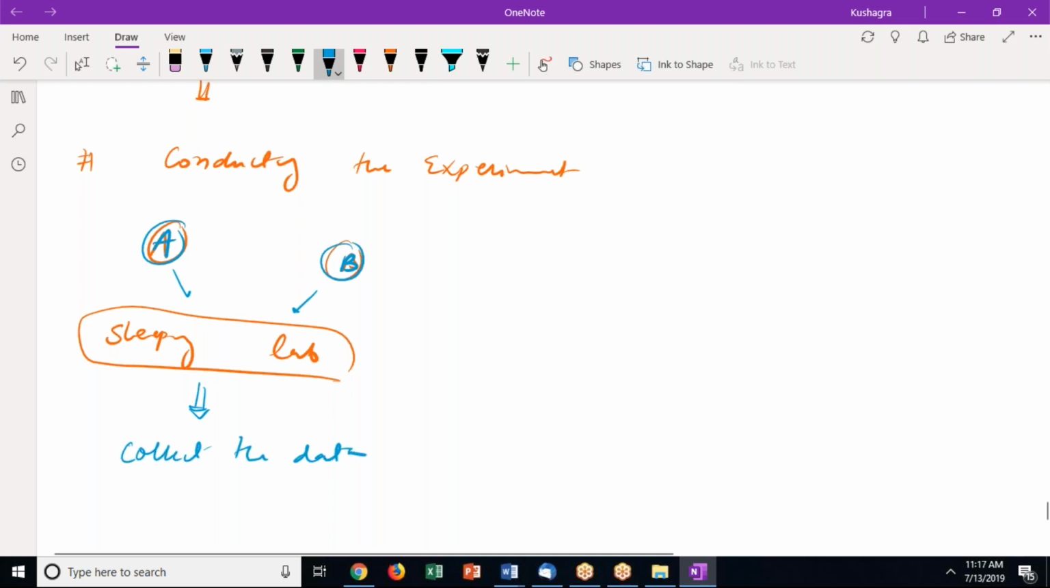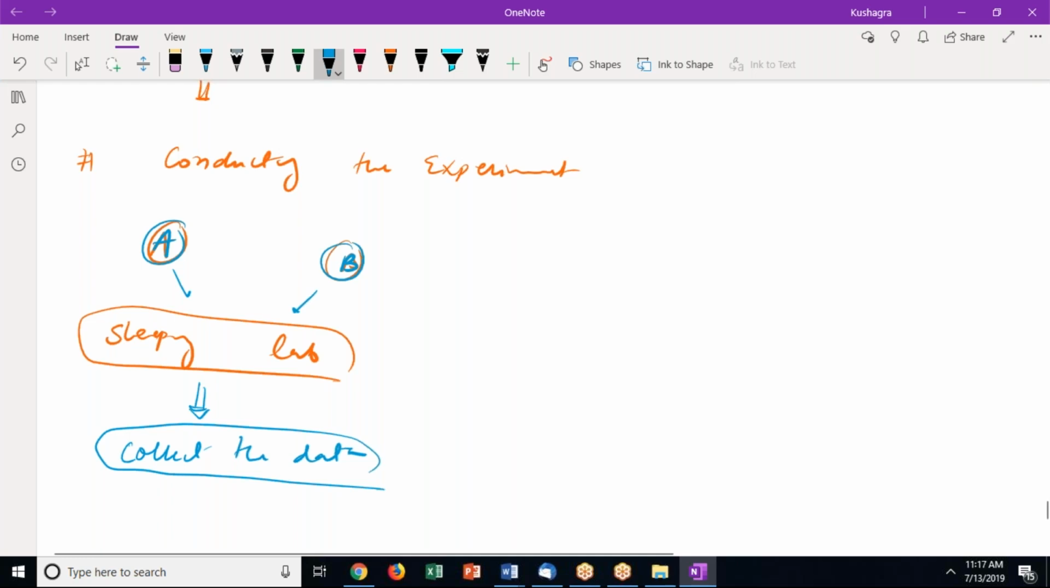Now, should the doctor or the research scholar know which people have got the active pill and which people have not got the active pill? They should not know. Why? To get an unbiased decision.